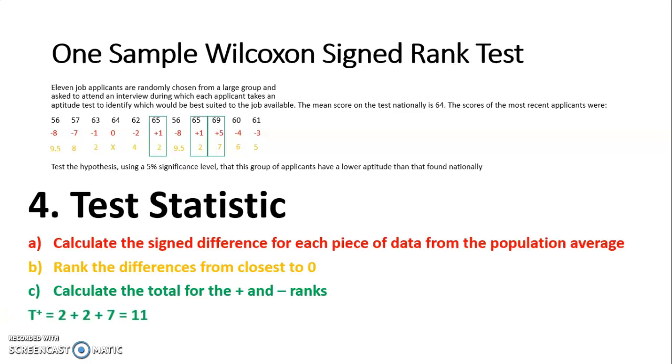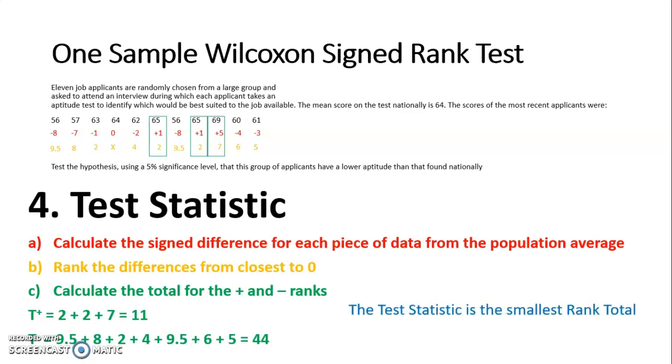Then I'm going to add up my negative ranks, so I'm going to add up 9.5, 8, 2, 4, 9.5, 6 and 5, and that gives me a total of 44. So the final step is identifying which of those is the test statistic, and the test statistic is the smallest of the rank totals. So out of 11 and 44, my test statistic is 11.